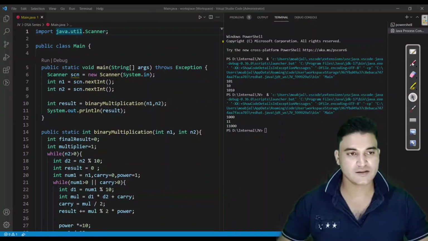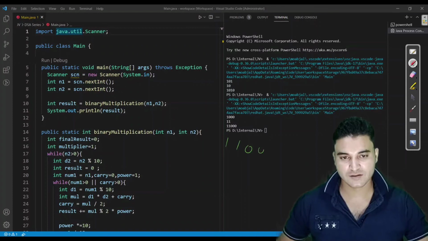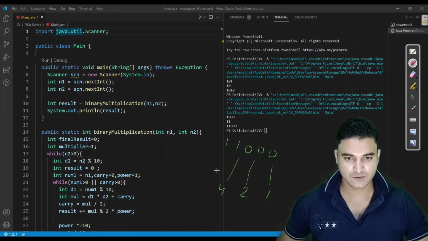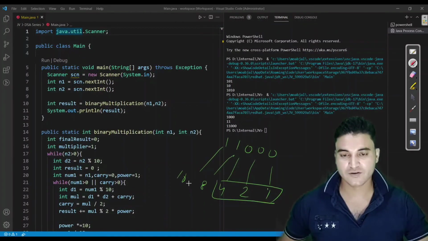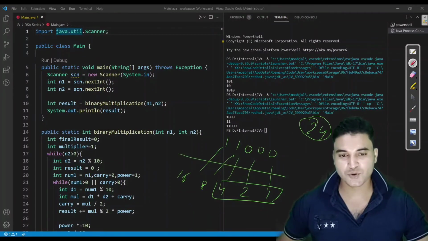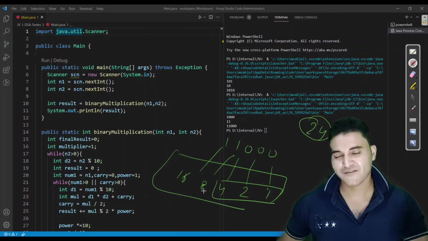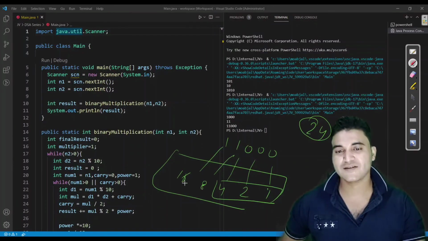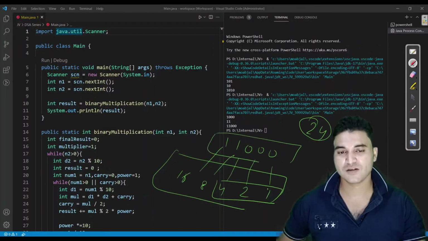Let's see whether this is correct or not. So 11000. So this is 1, 2, 4, 8 and 16. We have 0 at these places, so we do not have to include them. So 16 plus 8 is 24. If you don't know this trick, I will discuss it in one of the number system videos, but this is a trick to convert any binary number into decimal.